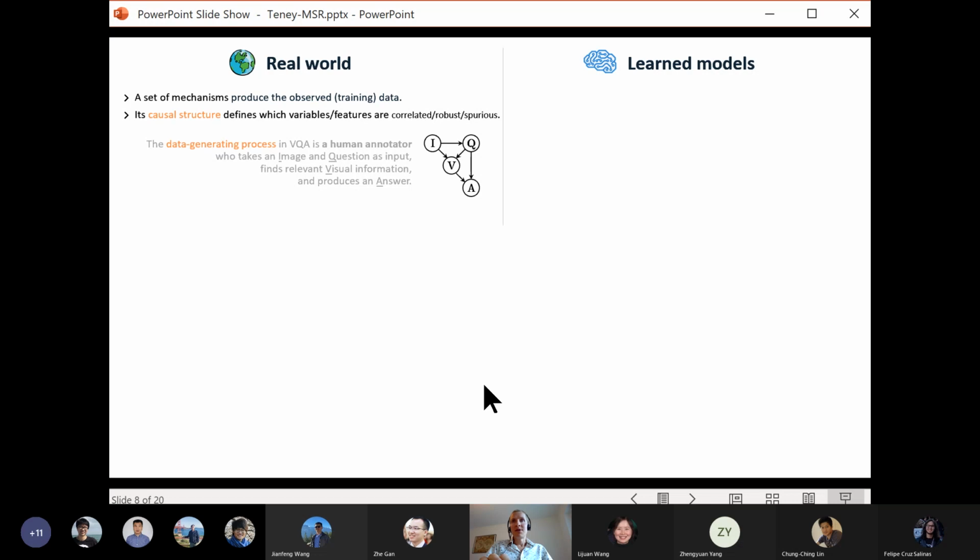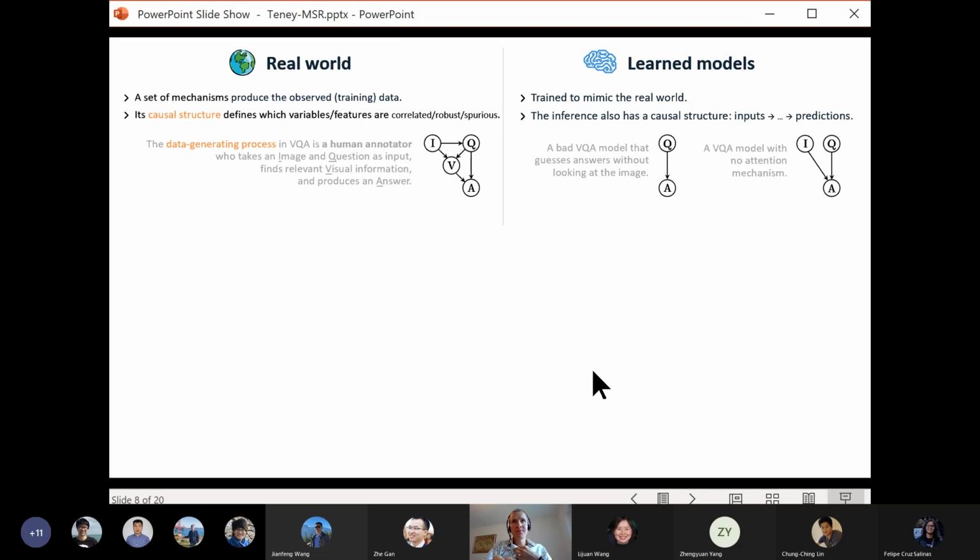And in VQA, that's basically the human annotator. So someone who takes a question and an image as input and then identifies relevant visual information and then uses that to give an answer. Now, on the other side, in a learned model, we basically want to mimic this process. And the inference of a model that's been trained also has a causal structure in the sense that it also takes inputs that lead eventually to an answer. But the structure is not necessarily the same as in the real world.